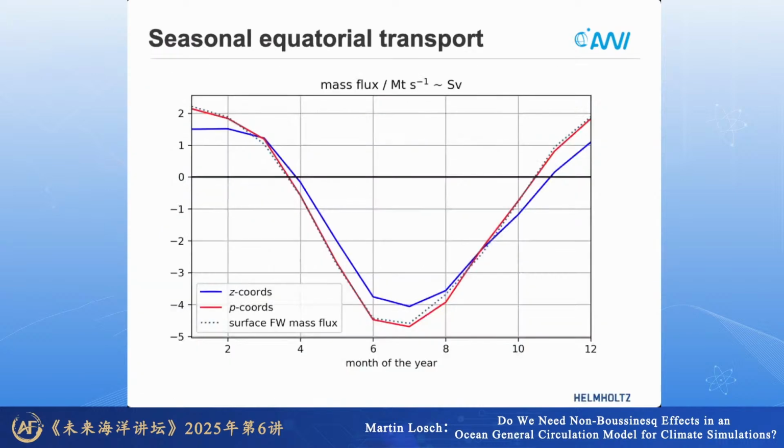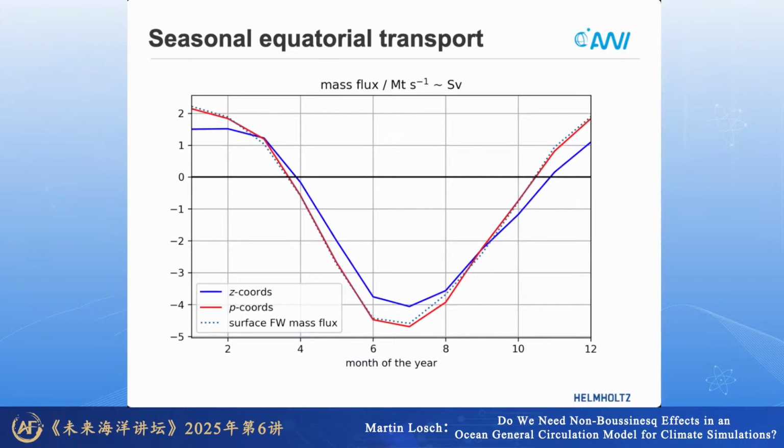But there's one thing that I wanted to show you here. This is the equatorial transport across the equator. Well, this is the mass transport, I'm sorry, not the volume transport. It's the mass transport across the equator in megatons per second. That's very similar to Sverdrup. When we look at the numbers, here it's obvious that this is caused by the surface freshwater mass flux.